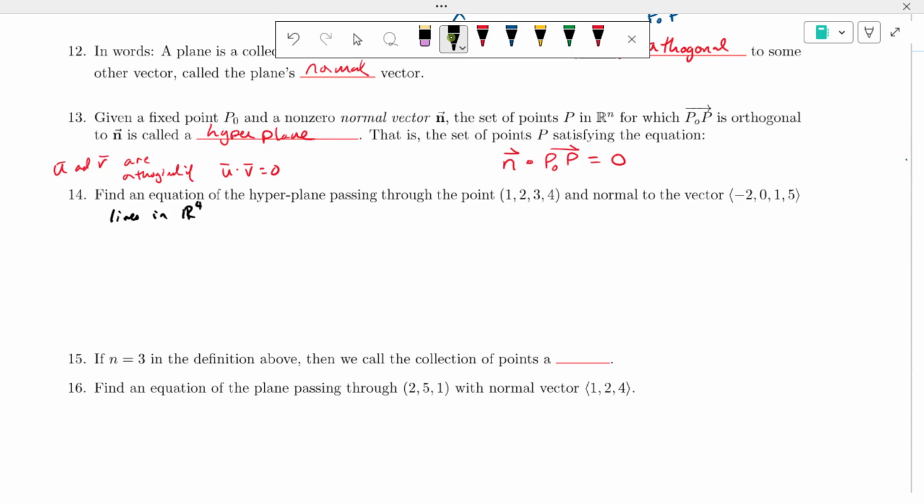Well, this is our idea. We want to take the collection of points who have a tail at 1, 2, 3, 4, and form a vector with that tail so that that vector is orthogonal with our normal vector. So let's let P equal the ordered tuple x, y, z, and then sometimes we'll use w. We could actually start numbering these variables, but we'll just go ahead and do that for now. We've got the four coordinates of some arbitrary point living in R4. So let's let that point be an arbitrary point.